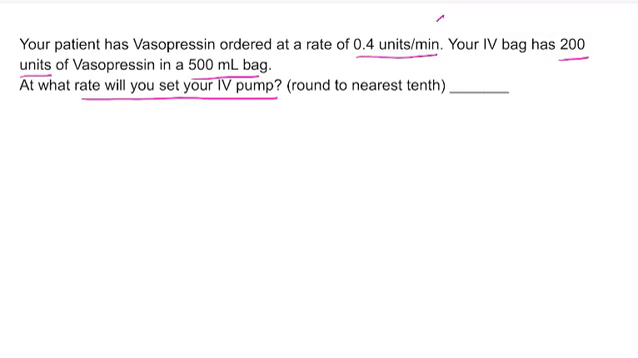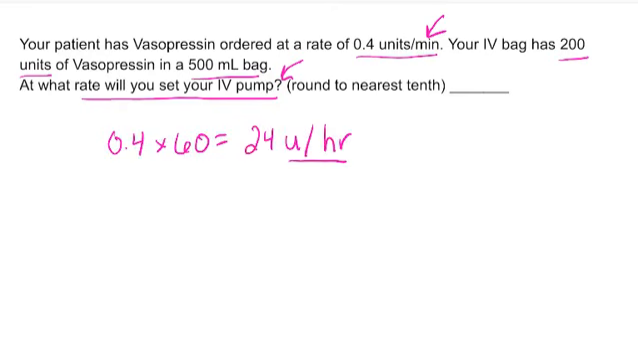And the same thing, my order is written in minutes, my pump is going to be in hours. So I'm going to take that 0.4 and multiply it by 60 because I'm going to see how many units per hour I'm going to be giving. And 0.4 times 60 is 24 units per hour. And I label all the way through just to make sure I know what that 24 means.